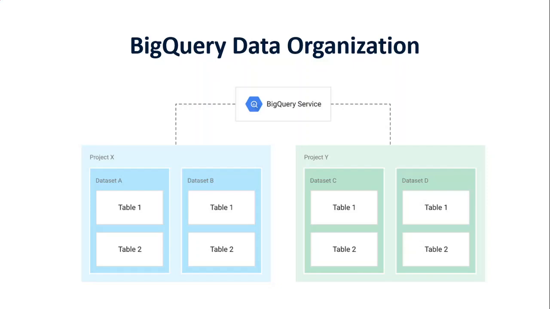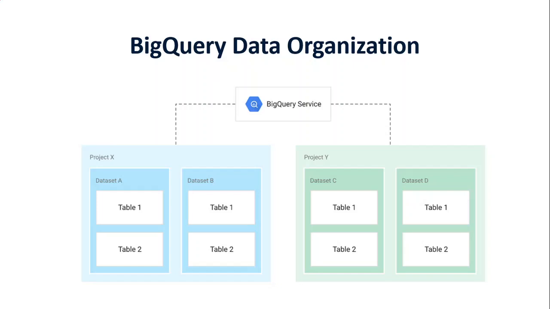As you can see on the diagram, there are BigQuery services, and there are two projects, X and Y. In project X there are two datasets, dataset A and dataset B, then table 1, table 2, and in project Y, datasets C and D. Here the project is basically the logical grouping. It's pretty much the same as a resource group in Azure Cloud.